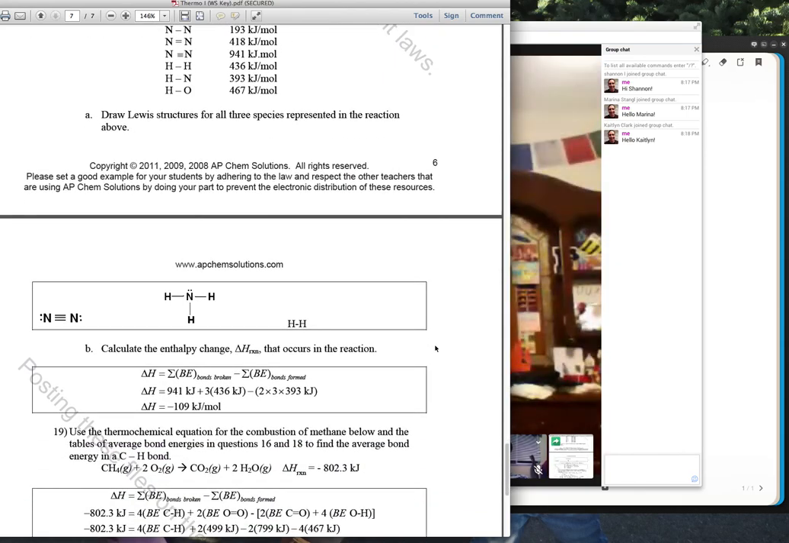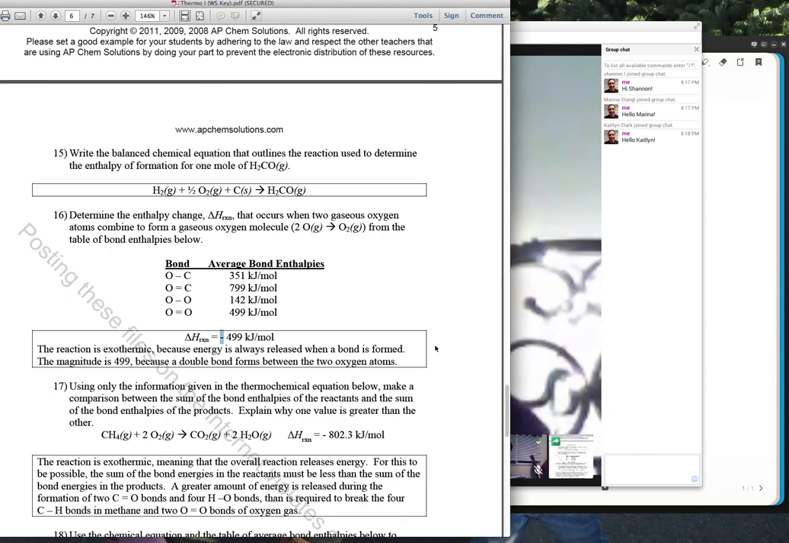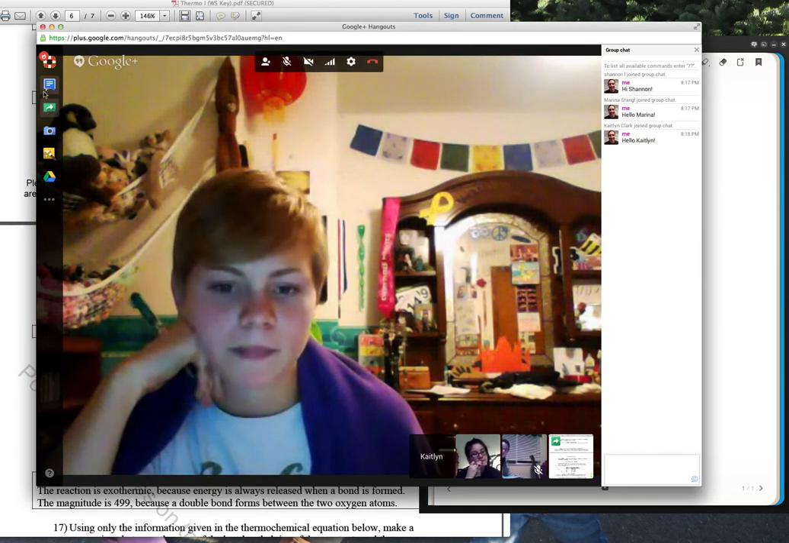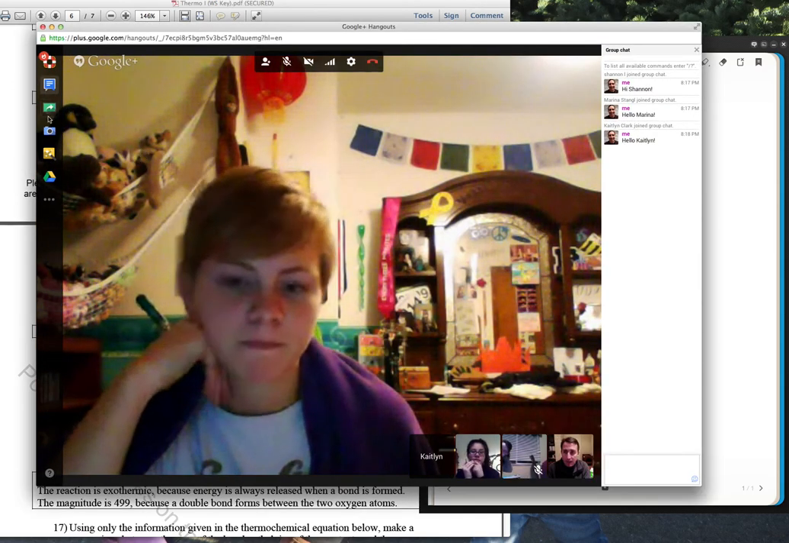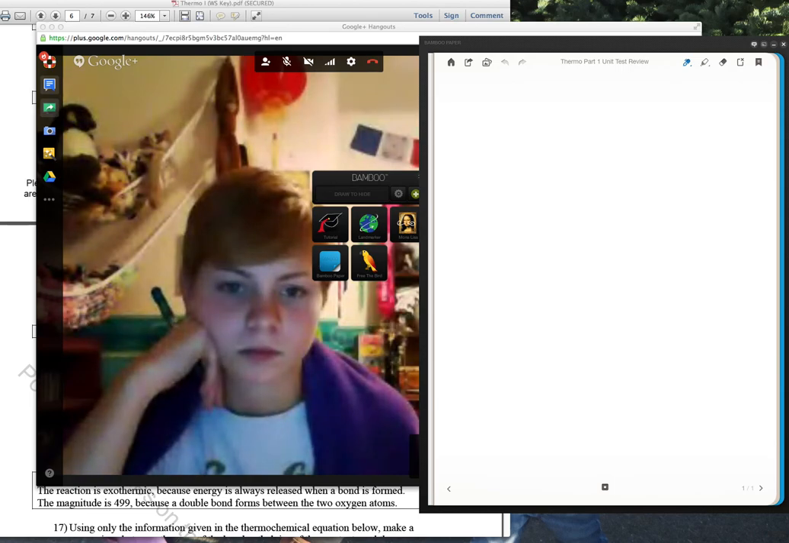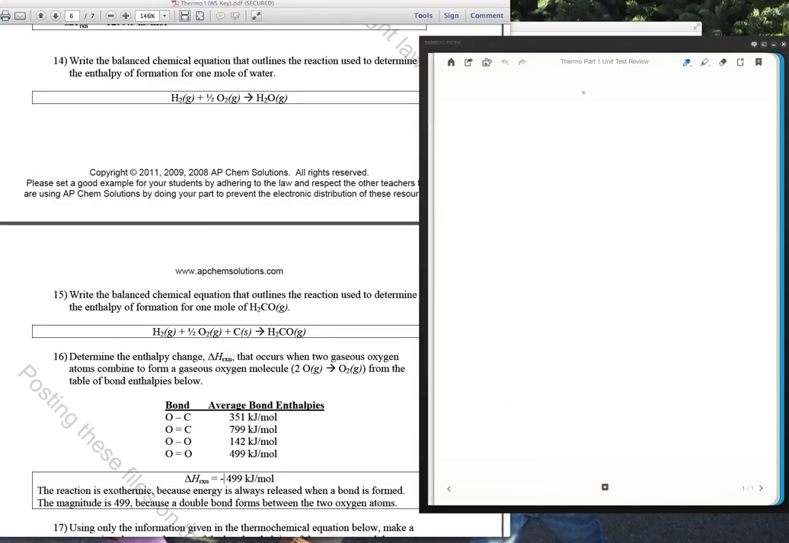For 14 and 15, is that something we need to know how to do? Let's see. It seems kind of random. You need to know how to, like for water... actually, you should be able to do this for anything. I think there might be one like it on the test, but let me put one on my bamboo paper real quick and show you. It's not too hard.